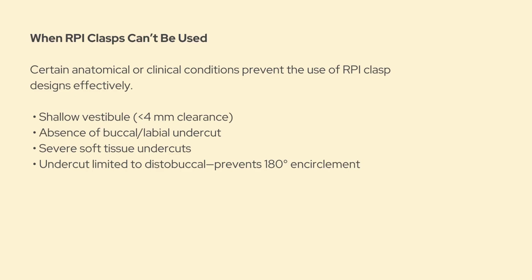So there are a few situations where you can't really use an RPI clasp. If the vestibule's too shallow and you don't have that 4 millimeter clearance from the gingival margin, then the I-bar just doesn't have enough room to function properly. Same thing if there's no buccal or labial undercut to engage, or if you're dealing with a severe soft tissue undercut, that would make bar clasp placement kind of traumatic. And finally, if the only available undercut is on the distobuccal, you might not be able to get that required 180-degree encirclement. So the design just wouldn't be retentive enough.